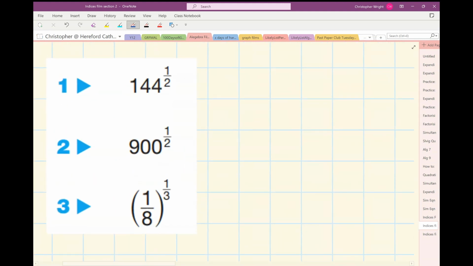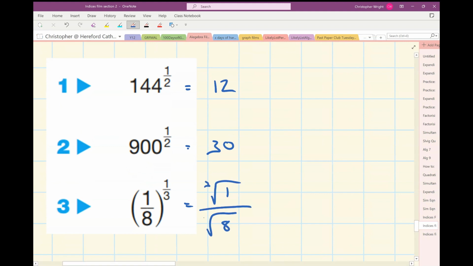144 to the power of a half is the square root of 144, 12. Number 2, the square root of 900. Well, that is 30. And number 3, the cube root of 1/8. It's going to be the cube root of 1 over the cube root of 8, which is 1/2.